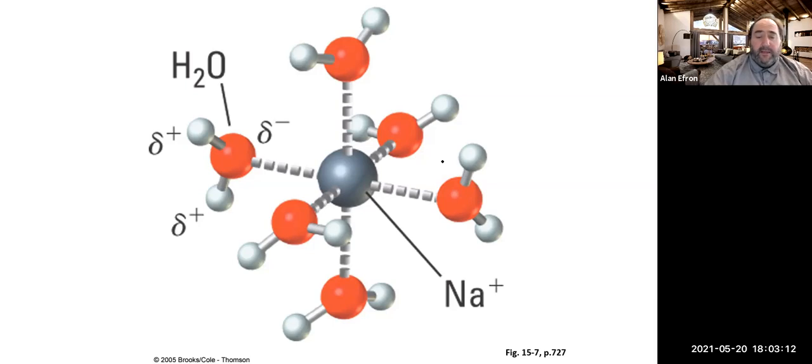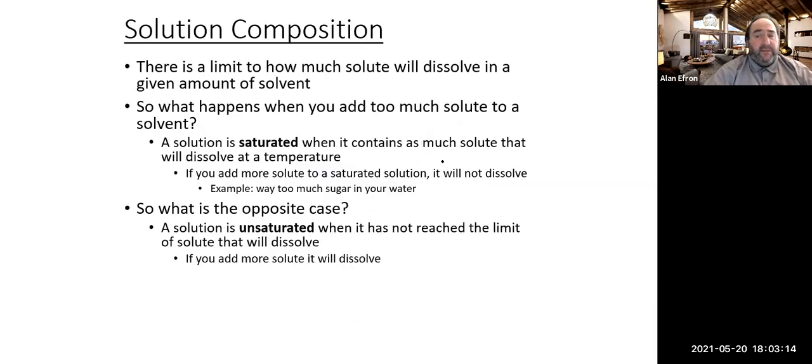And again, that's why it's a physical change when we do some type of dissolving rather than a chemical change. As I mentioned before, there is a limit to how much you can get to dissolve in a given amount of solvent, and a lot of times it is temperature dependent. So if we've added maybe too much solute to the solvent, we get what is sometimes referred to as a saturated solution.